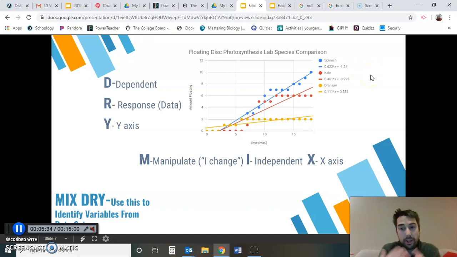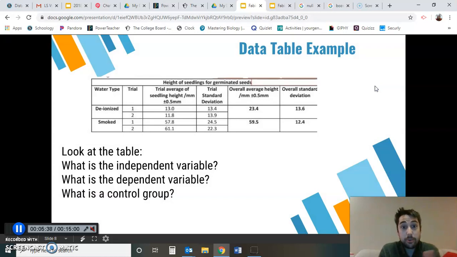So when we encounter these graphs on the FRQs or even a data table, we have to be able to interpret these ideas, right? So if I'm looking at this, what is the independent variable? What is the dependent variable? What is the control, right? That's what they always ask us. What do they not change to compare everything to?